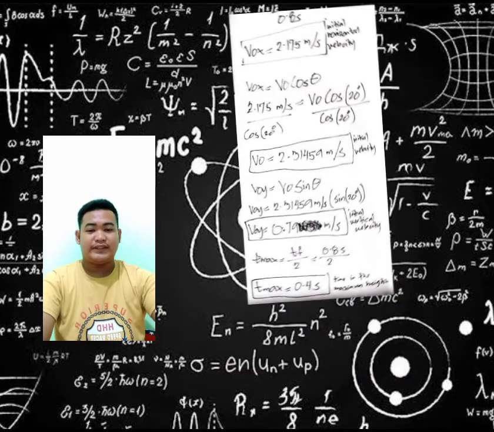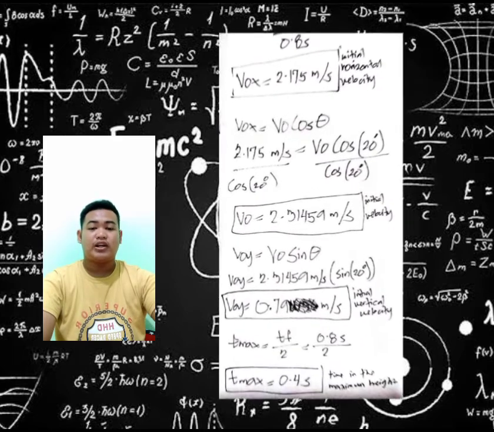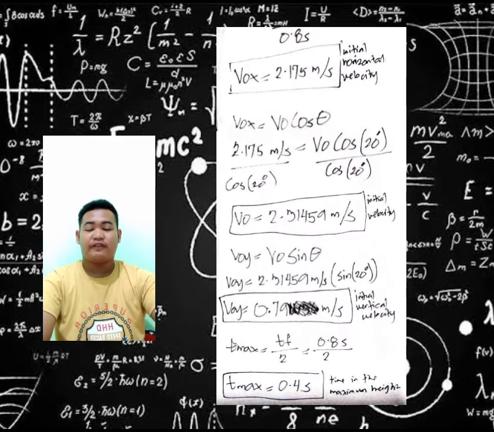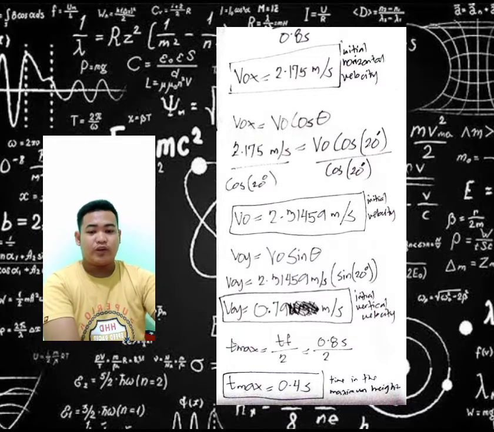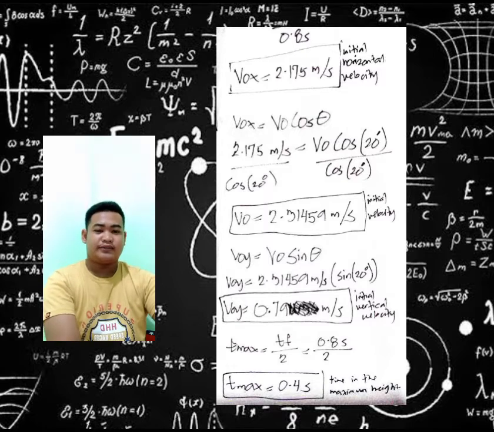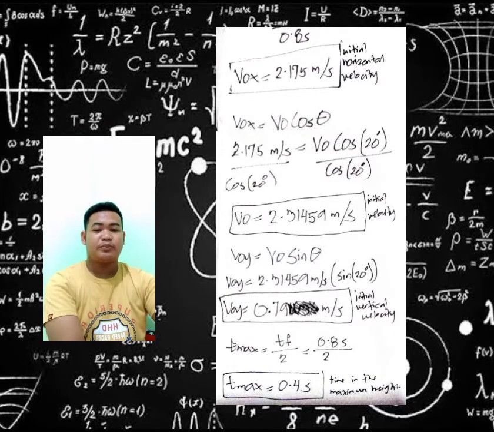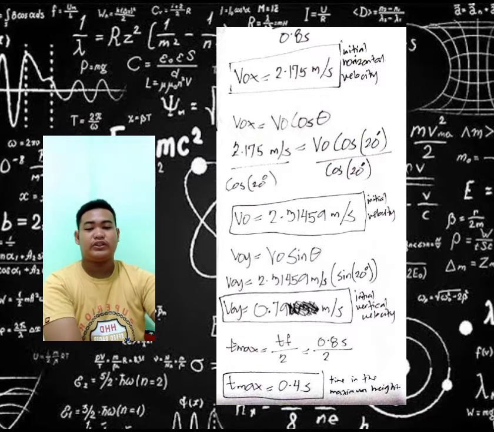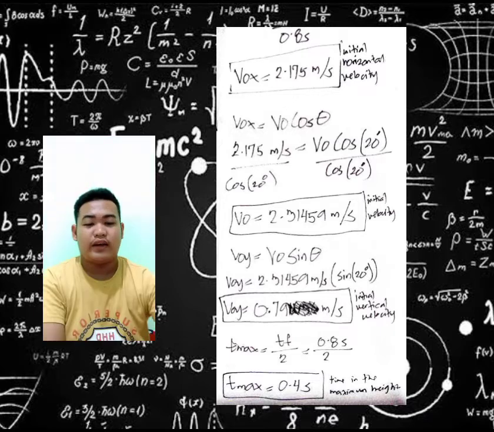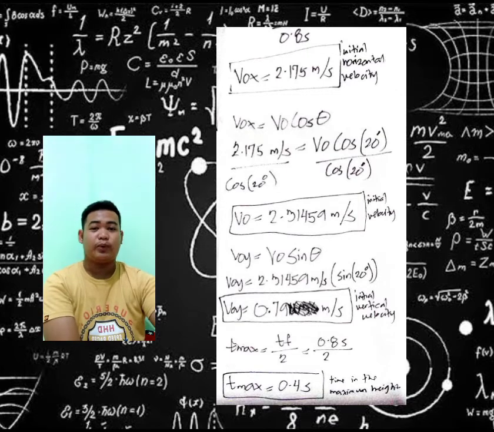And then we will proceed in getting the initial vertical velocity. The formula for initial vertical velocity is Voy equals V0 times sine theta. We will substitute the gathered data. We have the V0 and the sine theta. To get the initial vertical velocity, we are going to multiply the initial velocity, which is 2.31459, by sine theta, which is sine 20 degrees. So our initial vertical velocity is 0.79.